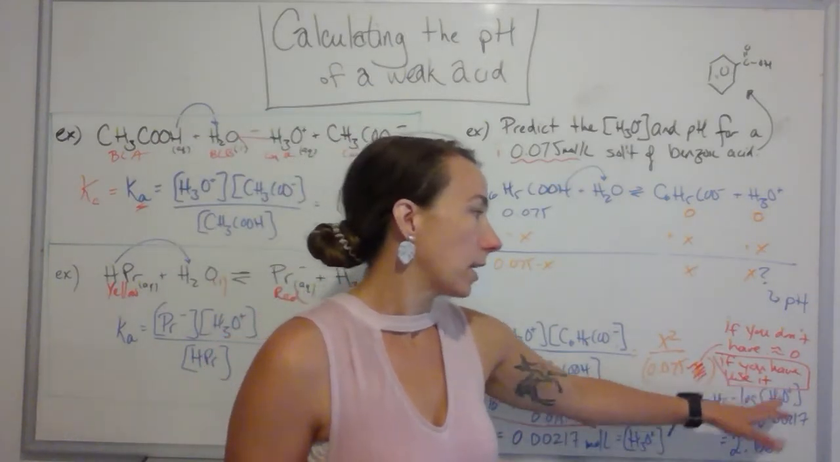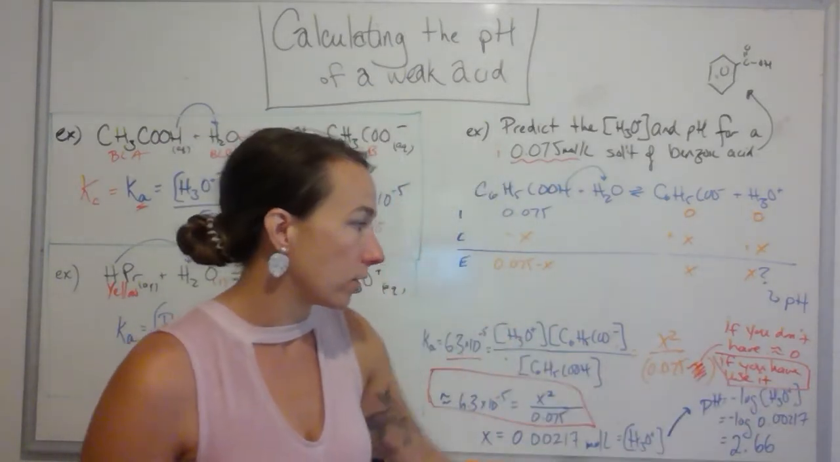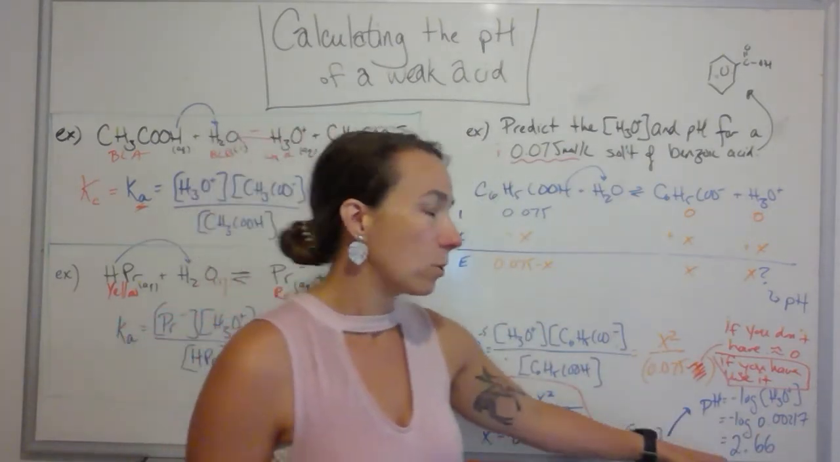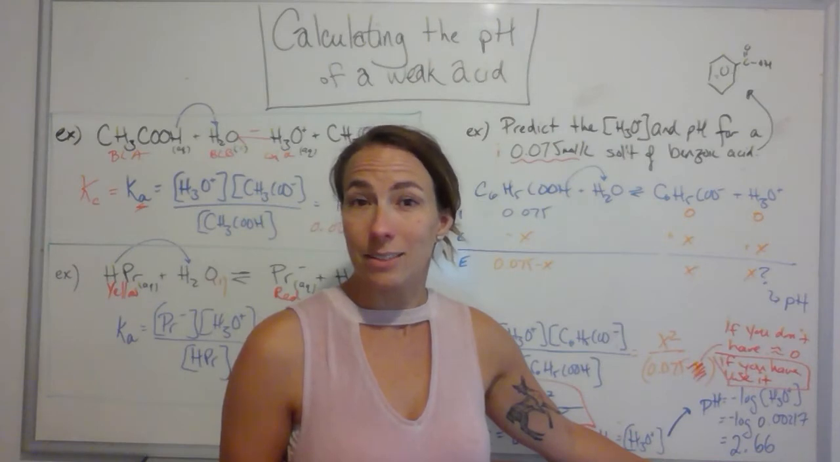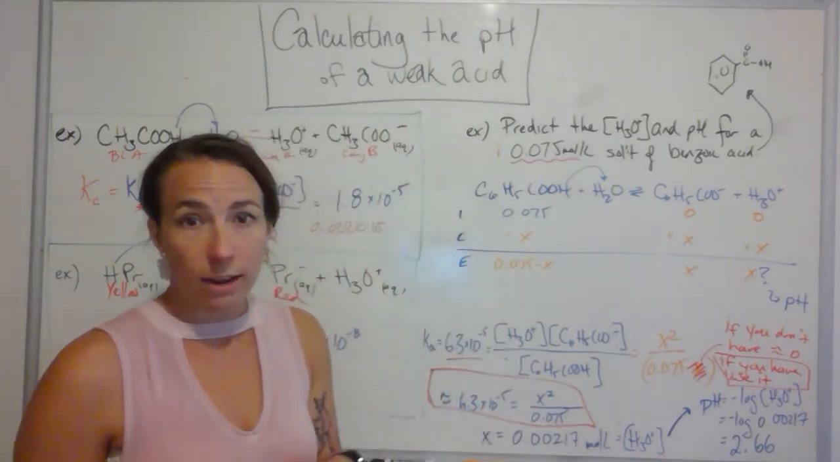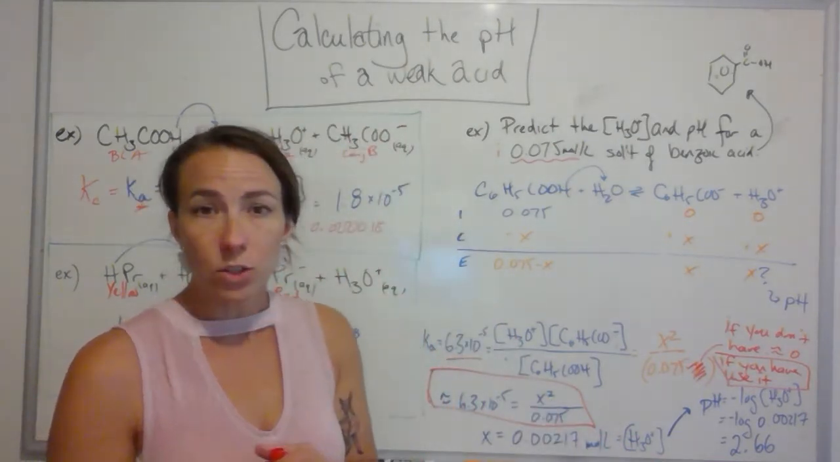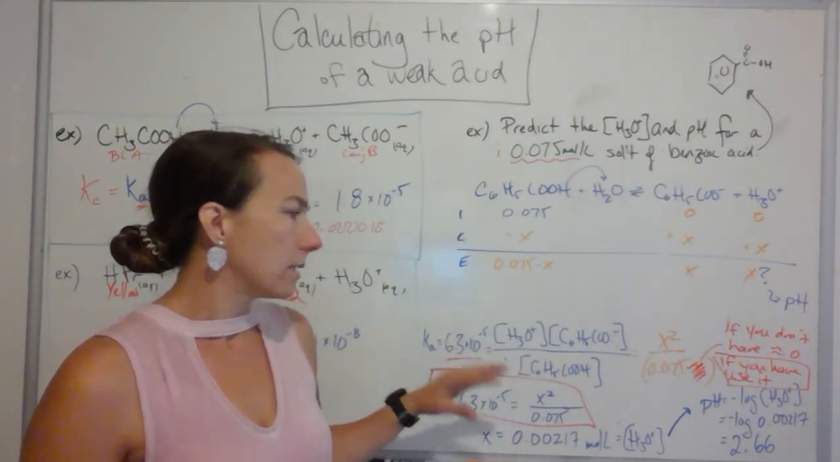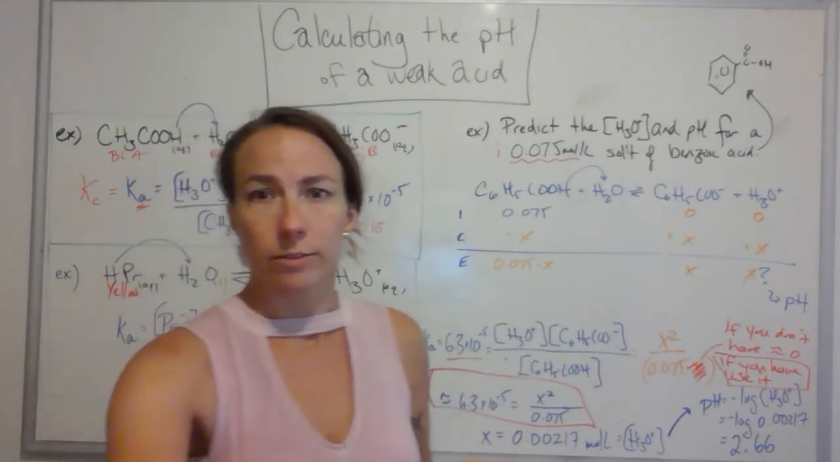So pH equals negative log of the hydronium ion concentration, which equals negative log of that little tiny value that I just found, which equals my pH of 2.66. So a weak acid pH. So I must have been on the right track anyway. So what has this got to do with percent ionization?